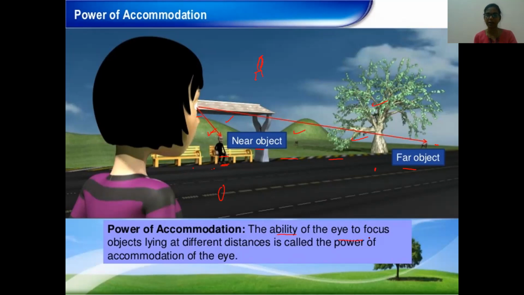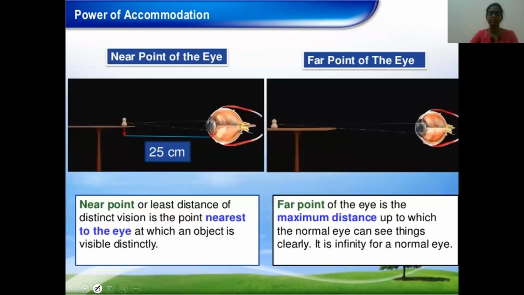The ability of a human eye to focus objects lying at different distances, that is what we call the power of accommodation. I hope this is clear, children, what is the power of accommodation. Now see what is the near point of the human eye and the far point of the human eye.